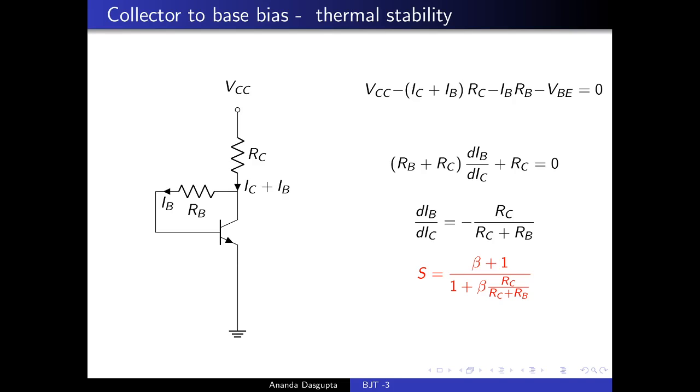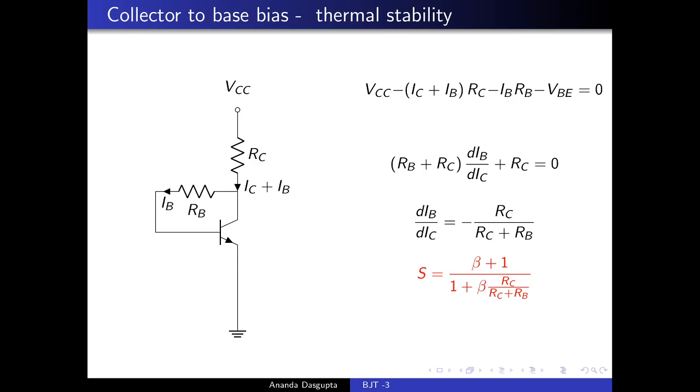We have made the circuit more thermally stable. Of course, how much more thermally stable have we made it? That depends on the relative value of RC and RB. If RB were very much bigger than RC, this ratio here would have been nearly 0 and this would have been almost beta plus 1. So not much of a change.